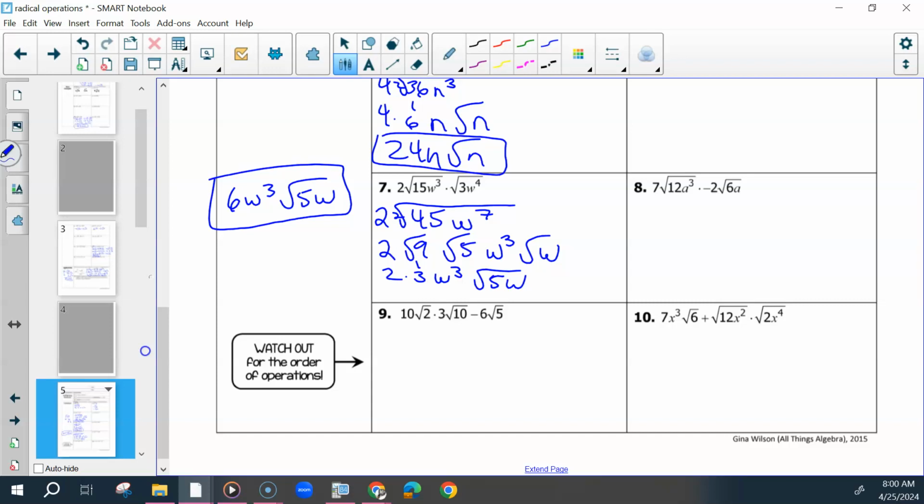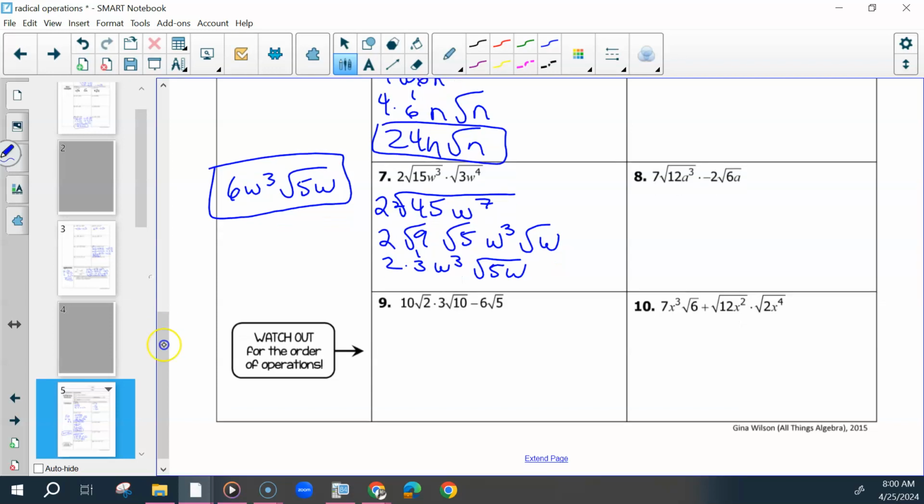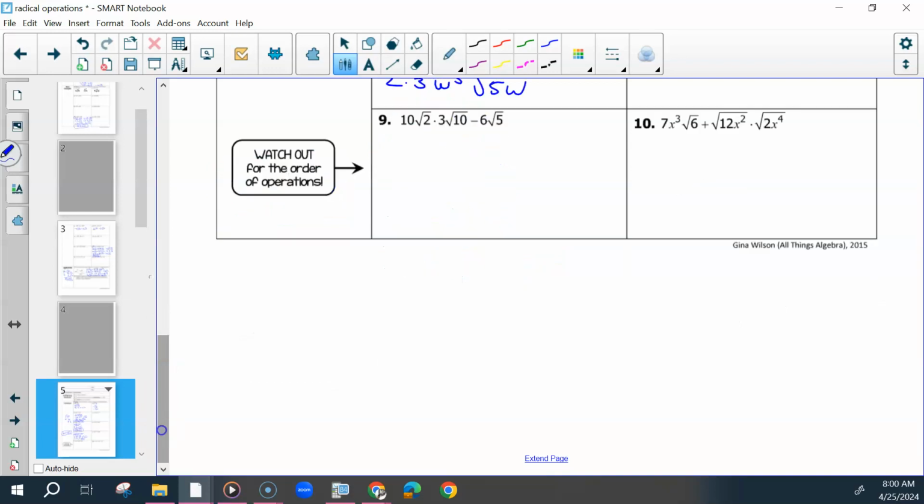Now we're going to mix it up and do both, adding, subtracting, and multiplying all in the same thing, because you might get something like that. So number 9. You have to make sure that you are watching out for your order of operations. Multiply first, then add or subtract. So we would do this part first. What would this part become? 30 times the square root of 20.